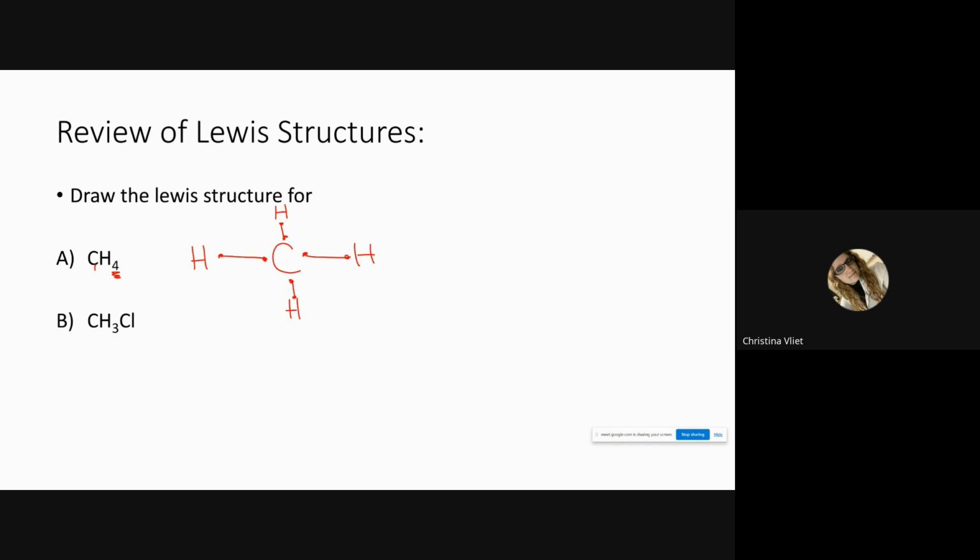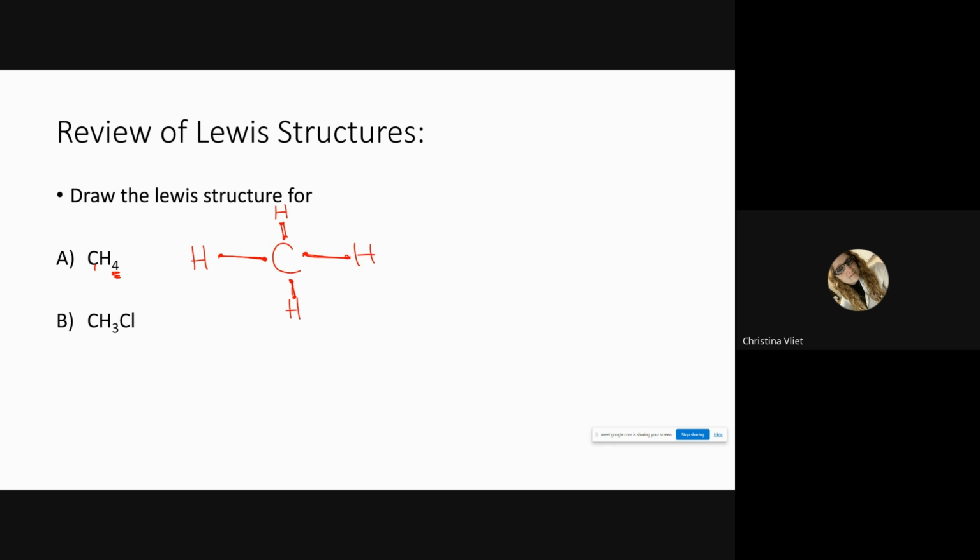The octet rule is satisfied, meaning hydrogen feels like it has 2 electrons because it's sharing these 2. It's like its nearest noble gas, helium. And carbon, you count 2, 4, 6, 8. It feels like it has 8 valence electrons, and that's how we know the carbon is stable. And so this is good.